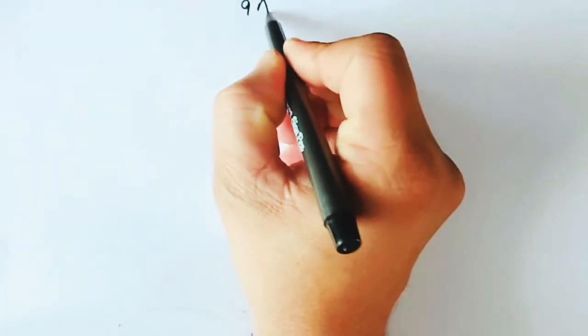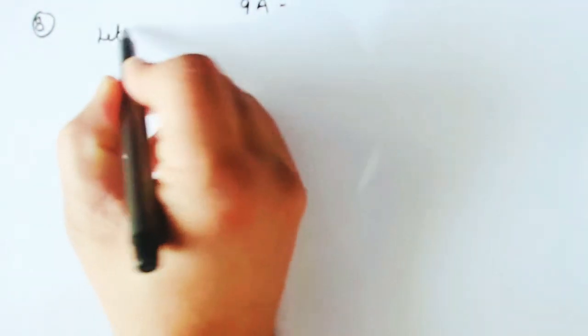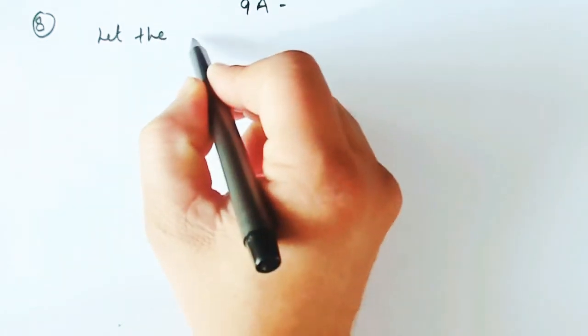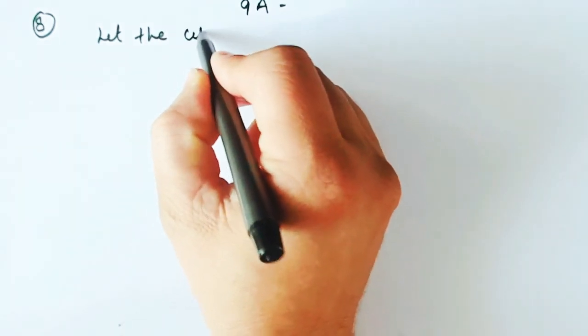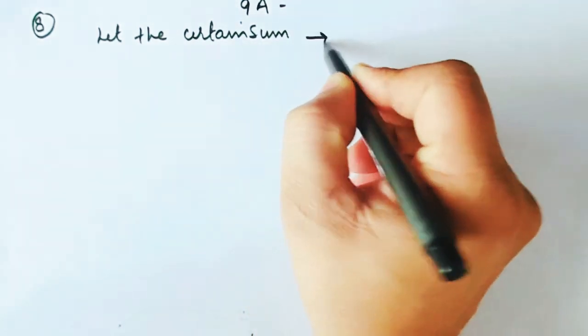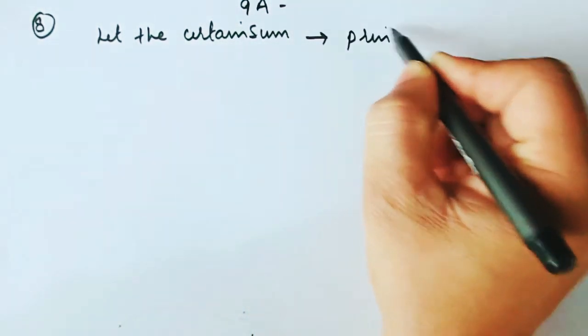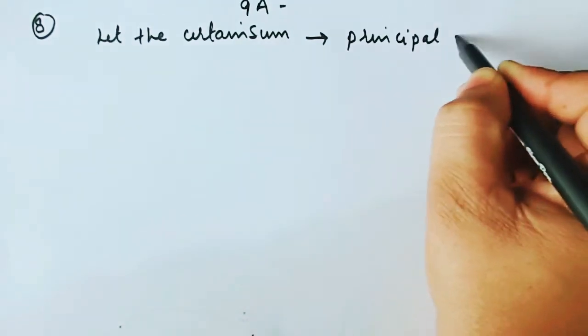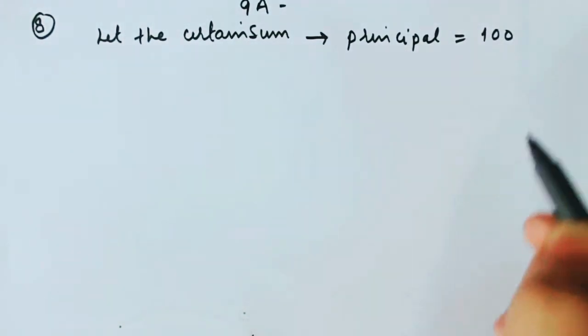So today, my dear, we shall start from question number 8. Exercise 9A, number 8. Why am I in a hurry? Because I want to finish it fast. It's very simple. The simple interest on a certain sum of money. Do you know the certain sum of money? Let the certain sum, which is actually the principal, equal rupees 100.